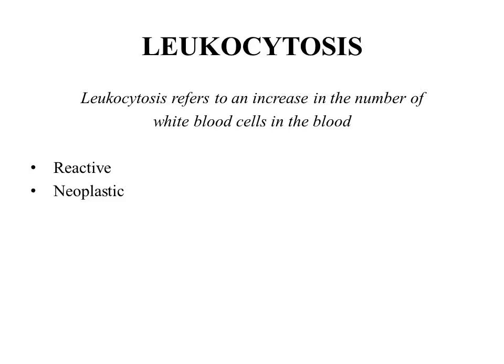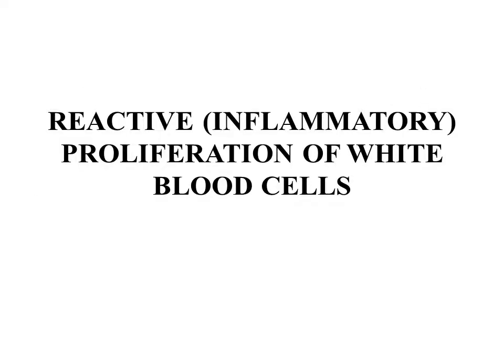So when the count is more than normal, above 11,000 per microliter for an adult male or female, we can say TLC is high, patient has leukocytosis. Now this leukocytosis may be reactive due to some benign conditions. This may be due to some neoplastic proliferations. Now, reactive proliferation of white blood cells.